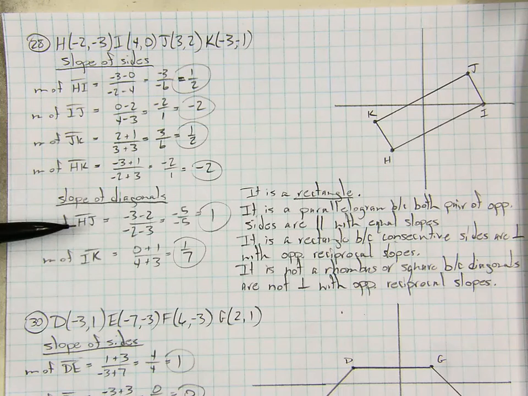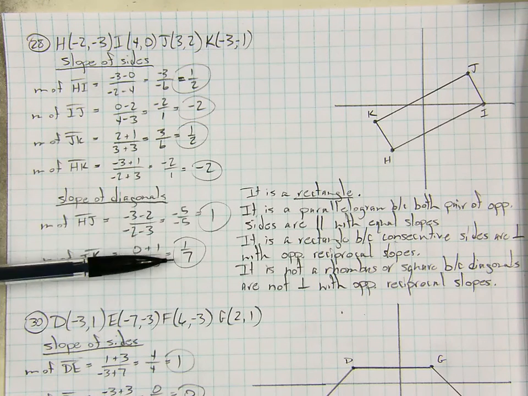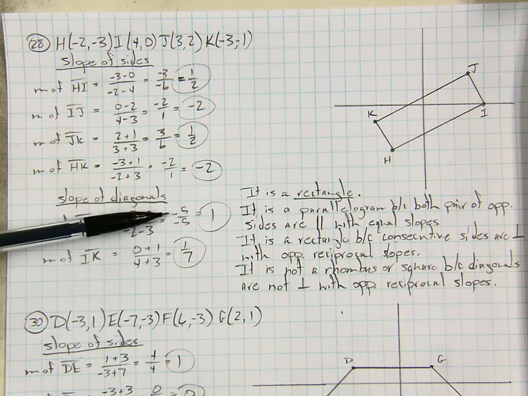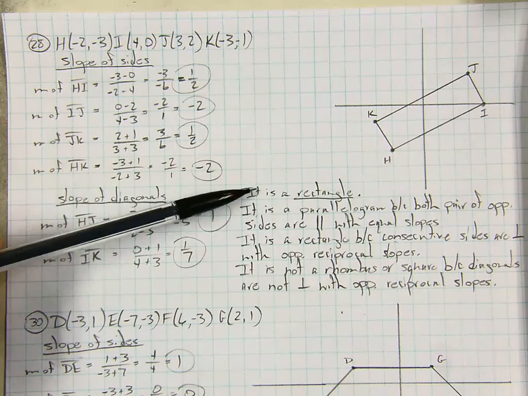We find the slope of the diagonals. They're not opposite reciprocals, so it's not a rhombus, so therefore it's not a square. It's just going to be a rectangle. So I said it's a rectangle.